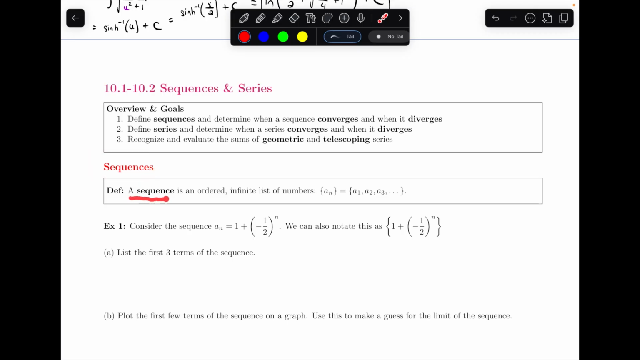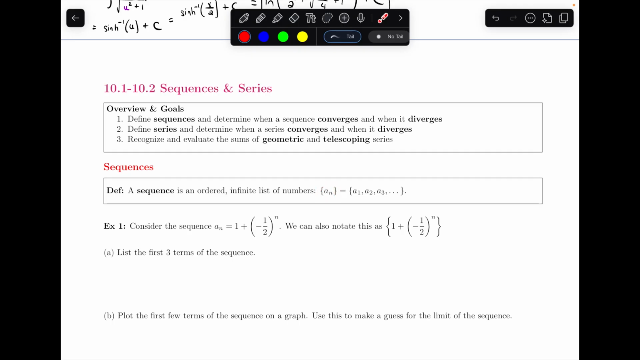So a sequence is an ordered infinite list of numbers. That means there's some order to the terms, and it goes on forever. There's some first term, A1, some second term, A2, and then it keeps on going. A common notation for a sequence is, there might be some formula for the sequence, I'll call it A sub n, and you write it in these curly brackets.